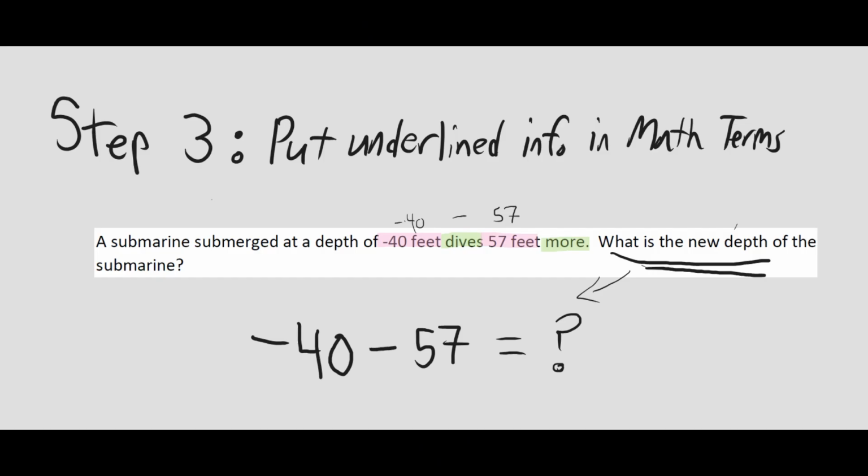Now let's put those underlined words into math terms so that we can do something with it math-wise. When I look at this problem, I have negative 40 feet. I write negative 40 above it. Dives, I look at a negative number, and I put it in front of the 57 that it's attached to. The more can also be adding, it'll just tell me I'll add later. I also underline what's the new depth, because that tells us what we're going to be finding.